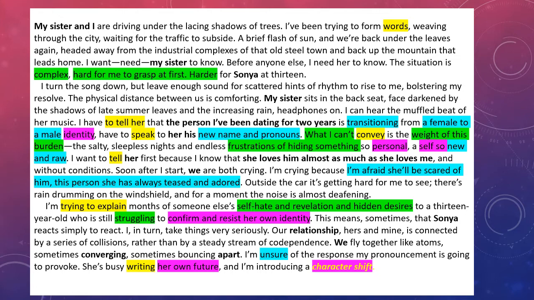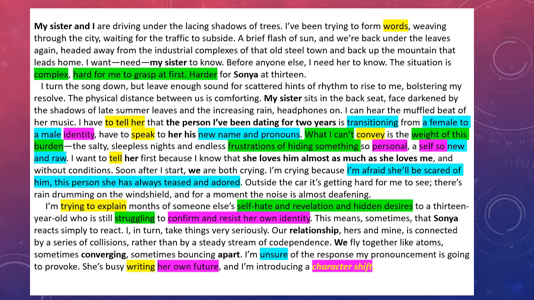There is one last pattern here. That was fluidity. I'm finding it holds true here too. I have transitioning, female to a male, in relation to identity, new name and pronouns, new and raw. Transition of emotions. I'm afraid she'll be scared of him, this person she has always teased and adored. And we find unsure later on.